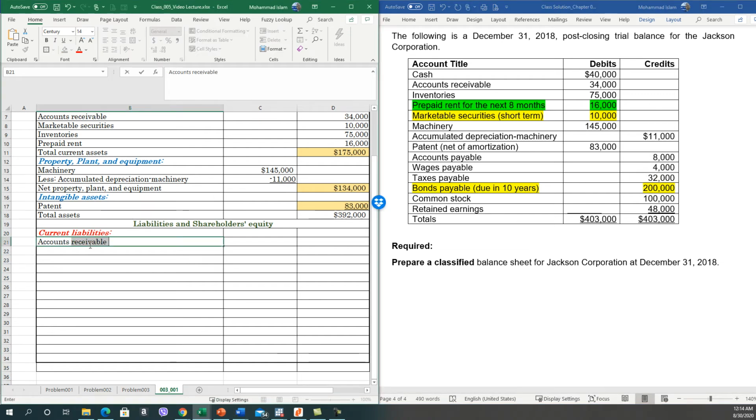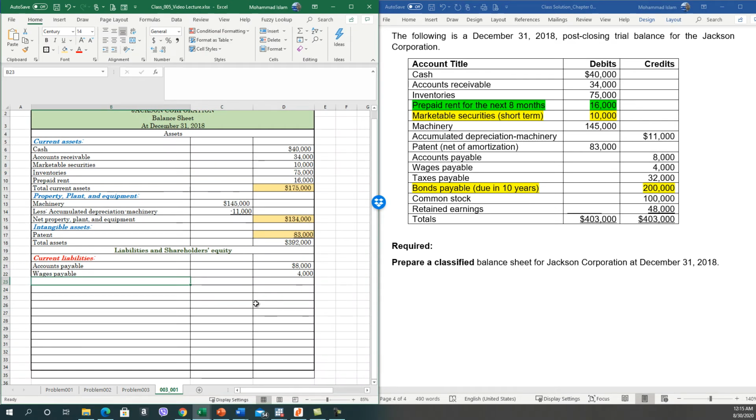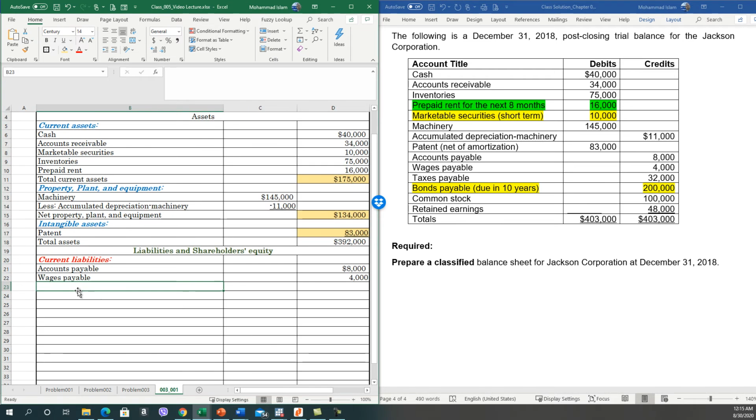So accounts payable we have is 8,000. Then we have wages payable, that is 4,000. And then we have taxes payable.